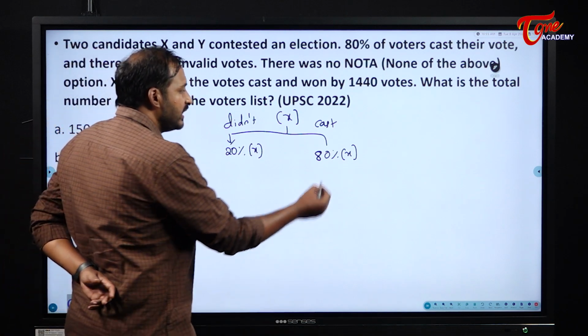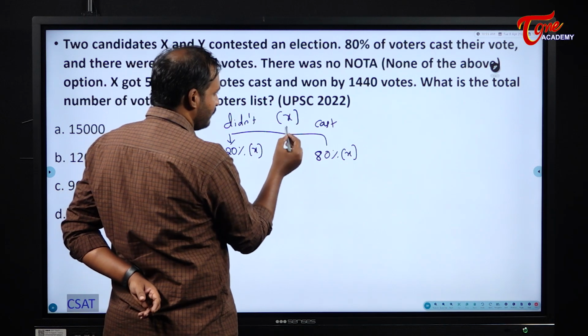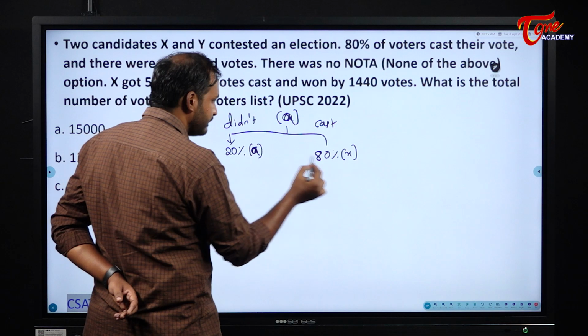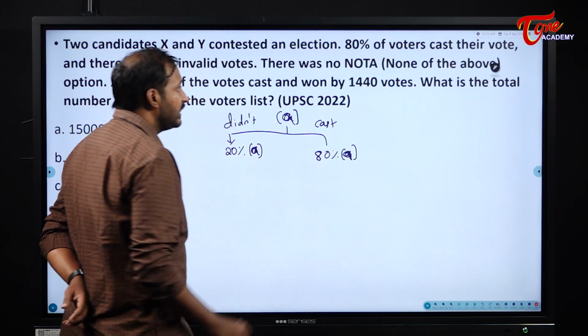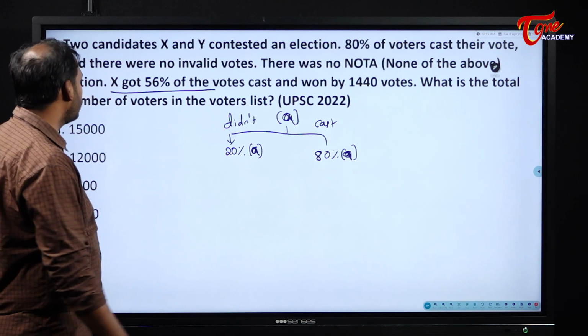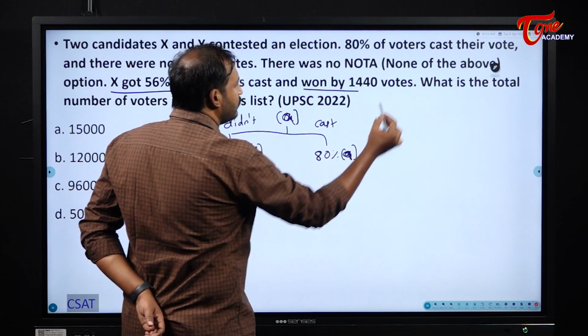Now see here, two persons are there. Actually, I assumed it as X. So for the time being, we will take this as A to avoid the confusion. In these elections, X got 56% of votes. What is the total number of voters in the voters list? That is the question. And he won by what? 1440 votes. He won by.